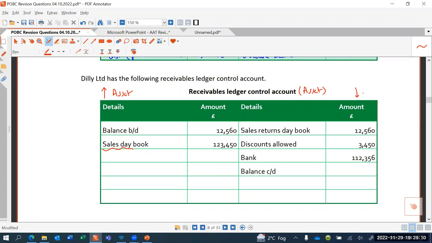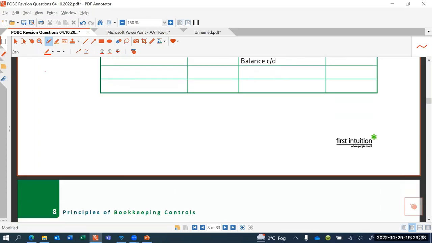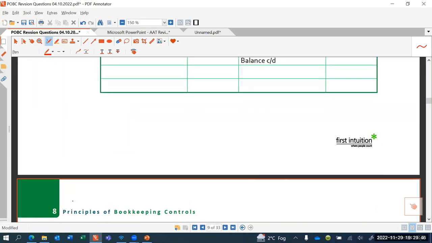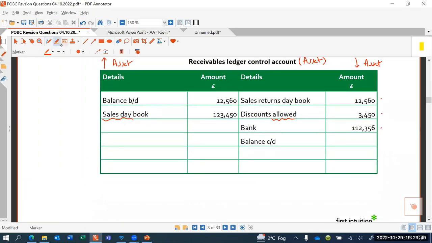And over here, we'd reduce the asset. If the customers return things, then they owe us less. If we give them a discount, the discount allowed, we allow the customers a discount, they owe us less, or they pay us and we put the money in the bank, then they owe us less. So there's lots of reasons that we reduce the balance as well. What this question wants, that was just all my extra little bit of revision there, what the question actually wants is to know what is the balance carried down on the receivables ledger control account. So it's saying, what is this figure?